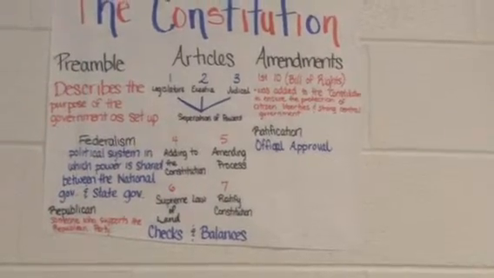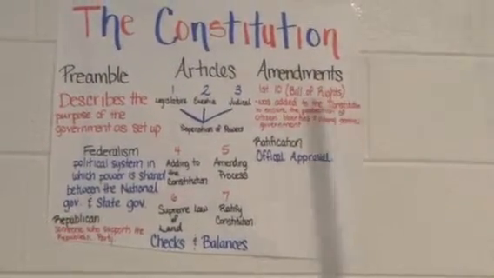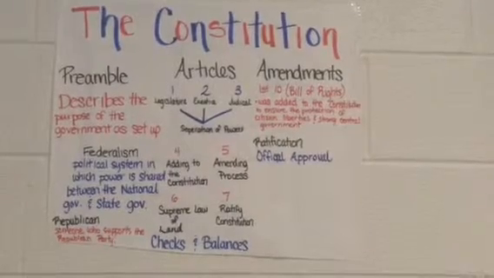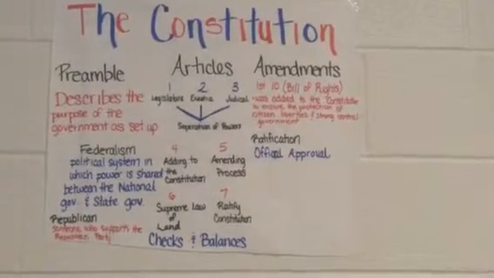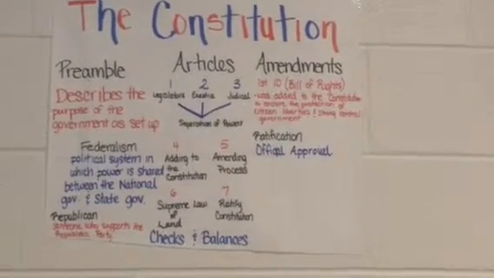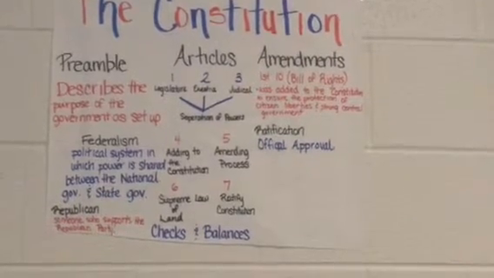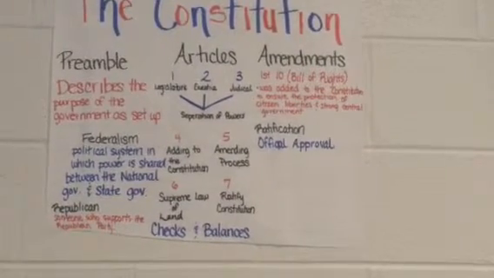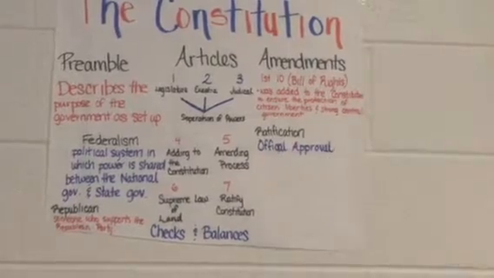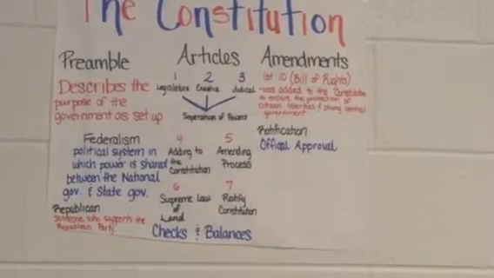The first 10 amendments are called the Bill of Rights. The amendments were added to the Constitution to ensure the protection of citizen liberties and strong central government. Ratification is official approval.